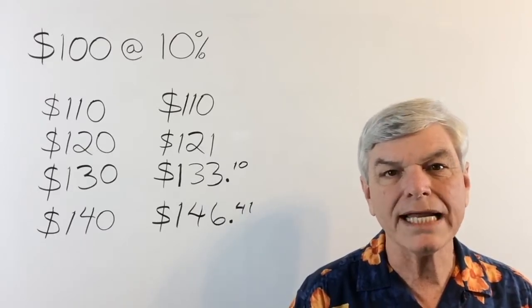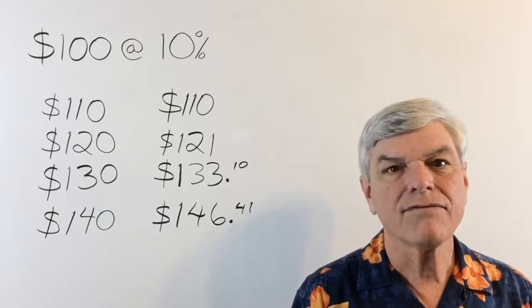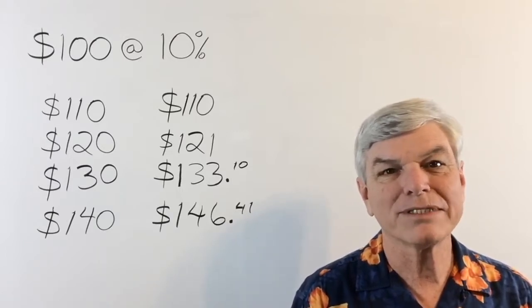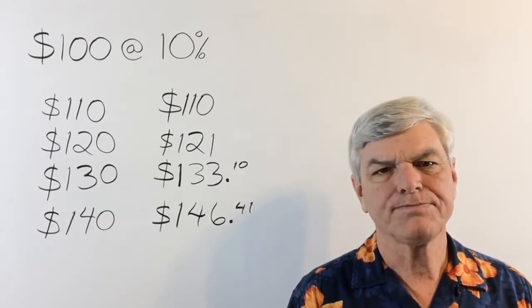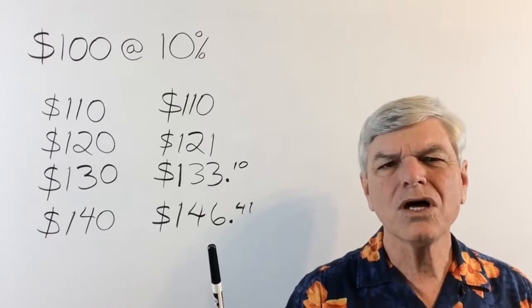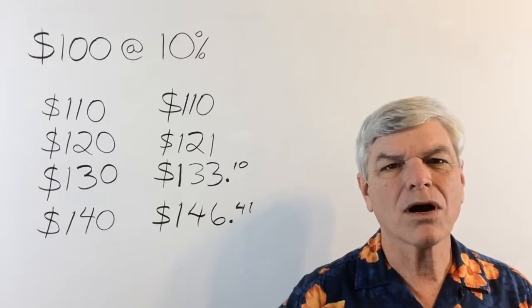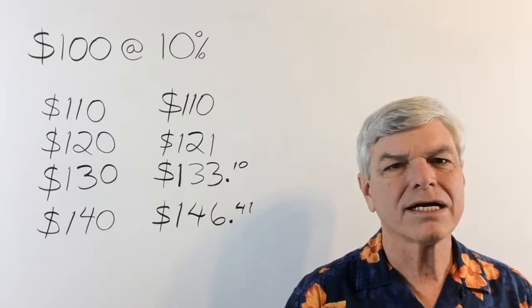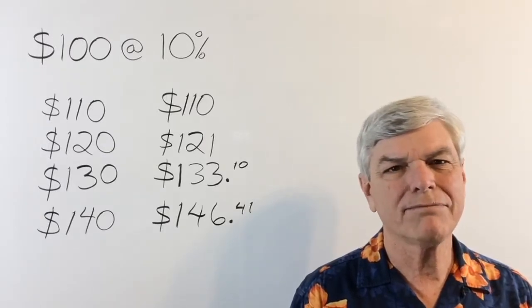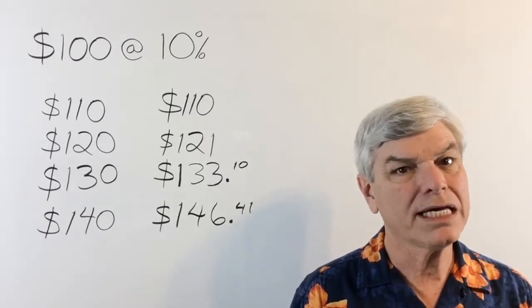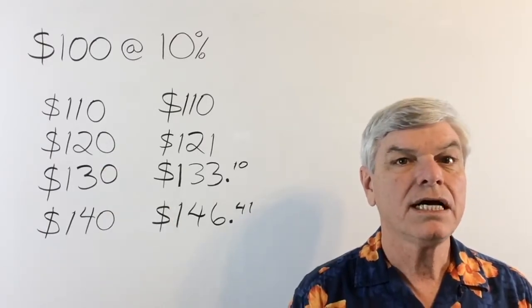$133.10. And what do I end up getting? At the end of 4 years, I get $146.41. At least that looks like 41 cents. I'm looking at this backwards, by the way, so I have to read it backwards. And so, look, I've got $6.41 more than I do over here. If $6.41 doesn't sound like a lot of money, believe you me, it is a lot of money when we're talking about numbers bigger than $100.